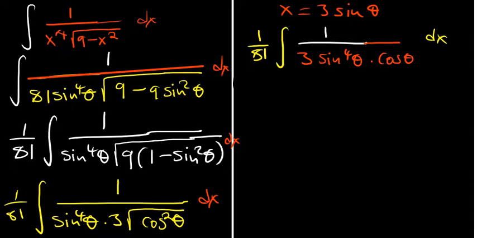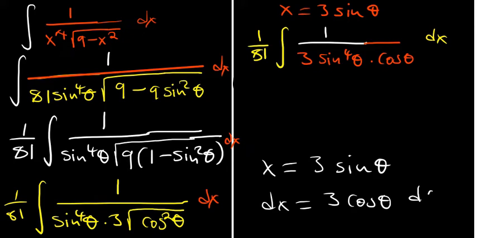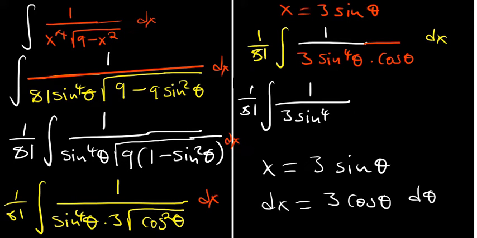So since we've dealt away with the square root, let's now find our dx there. So don't forget that our x is initially equal to 3 sine theta. So if we try to determine the derivative of x, our dx is going to be 3, and then what's the derivative of sine? It's cosine theta, with respect to theta. So we can substitute now. So we have 1 over 81, the integral of 1 over 3 sine to the power 4 theta multiplied by cosine of theta. Now for our dx, we have 3 cosine of theta d theta.